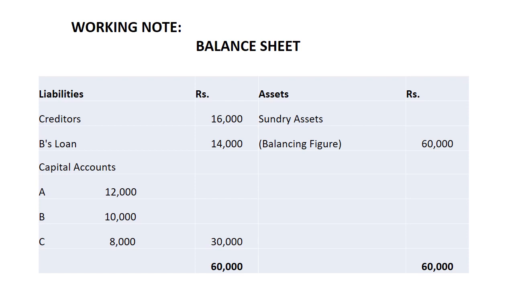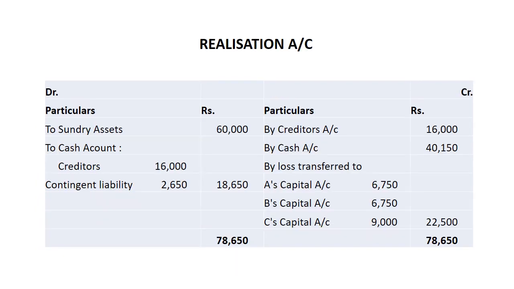Nothing has been given in assets. So the balancing figure will be in the name of assets. The balancing figure we will know as sundry assets. As you people know that in the balance sheet, the addition of assets and liabilities is always equal, and see, the same has been done. It will be counted in the working note. Without this preparation of the working note, you will not be able to prepare your realization account. Now move on to see.